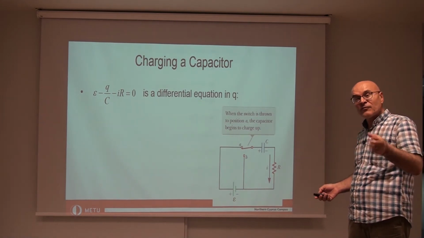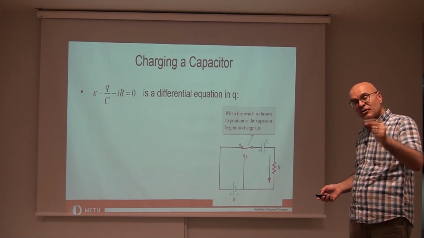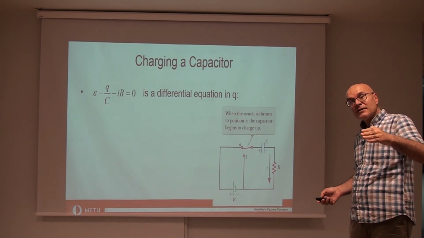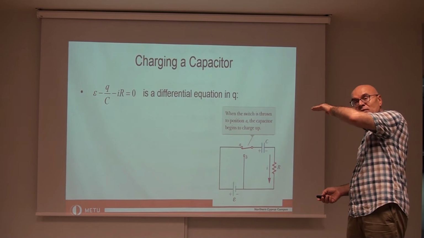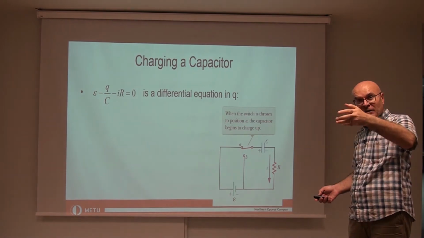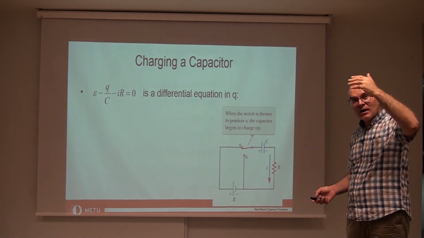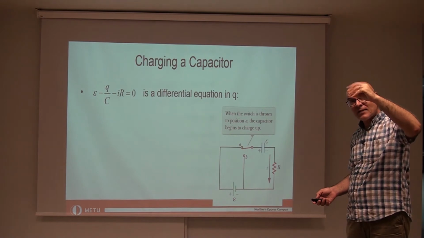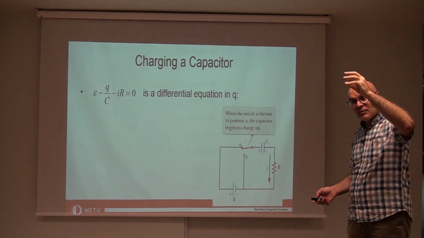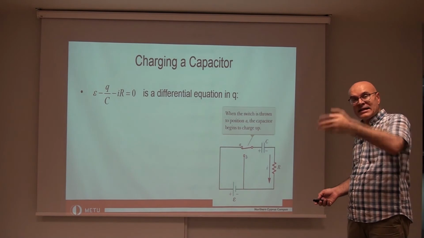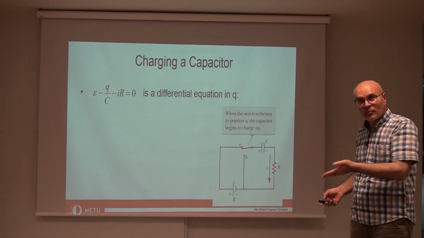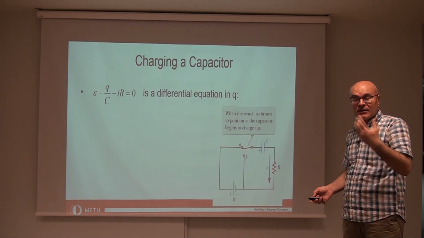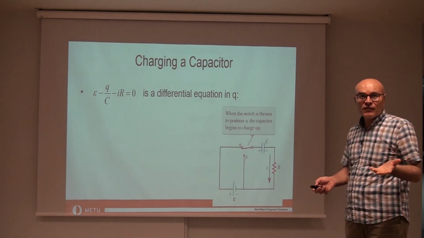By functional form I mean how the charge varies with time when going from Q equals 0 to Q maximum. I don't know how I varies with time when it goes from I0 down to 0. Does it go linearly, quadratically? How does it vary with time? How does it drop with time? In what form? Now we can find this.